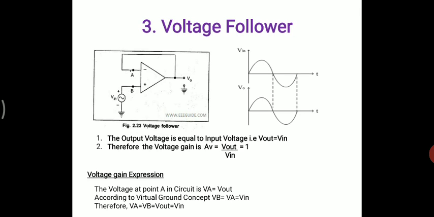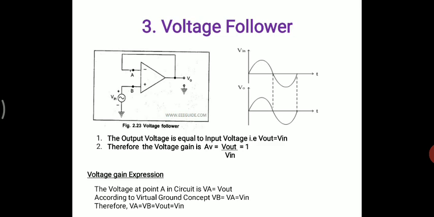So if you look at the circuit diagram, the voltage at point A in the circuit is VA equals V out. Why? Because point A, that is the inverting terminal, is connected to the output voltage V naught. So that is, VA is equal to V out. According to the virtual ground concept, whatever voltage we have at the non-inverting terminal must be equal at the inverting terminal also. That is nothing but the voltage at point B must be equal to the voltage at point A.